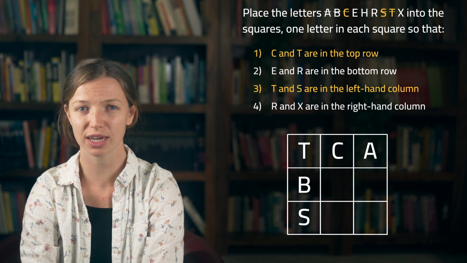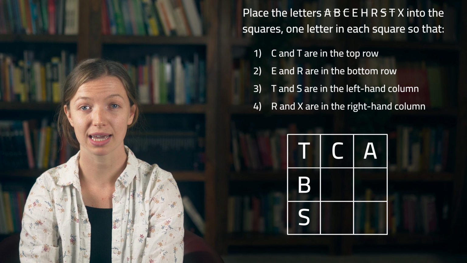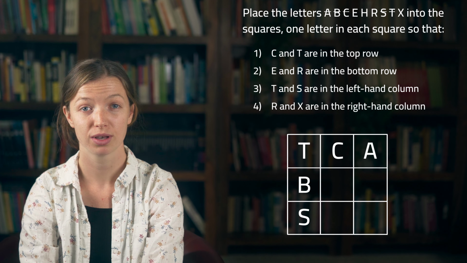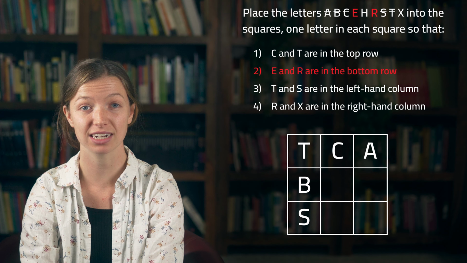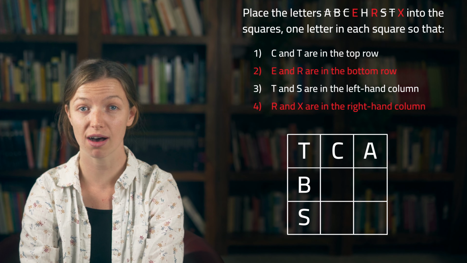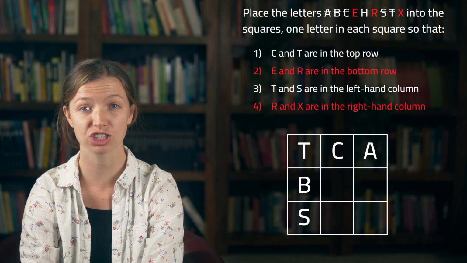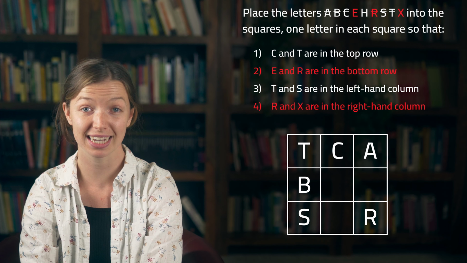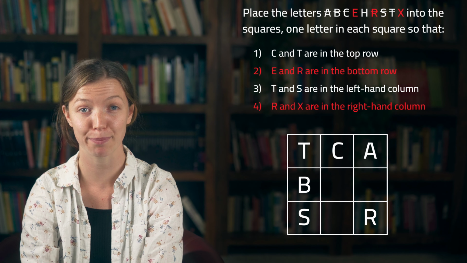So, where do we go from here? We can apply the exact same logic as we did before, but this time for statements 2 and 4. Statement 2 tells us that E and R are on the bottom row. Statement 4 tells us that R and X are in the right-hand column, and so the letter R must go into the bottom right corner. It's the only way to keep all the statements happy.